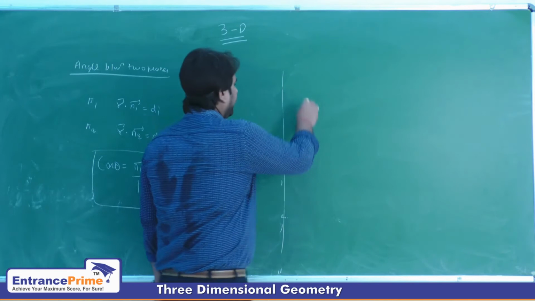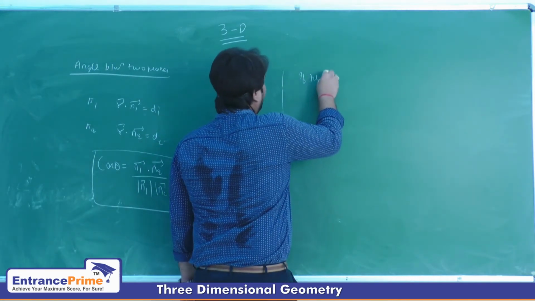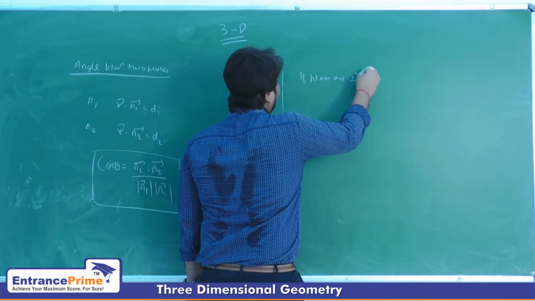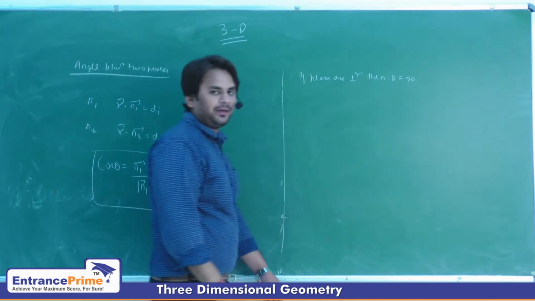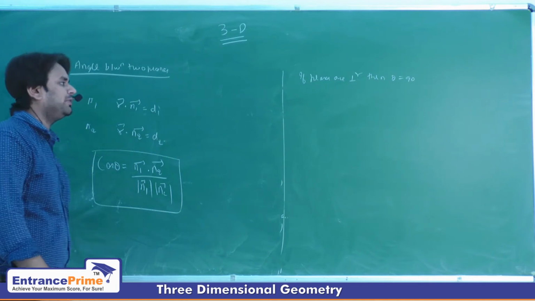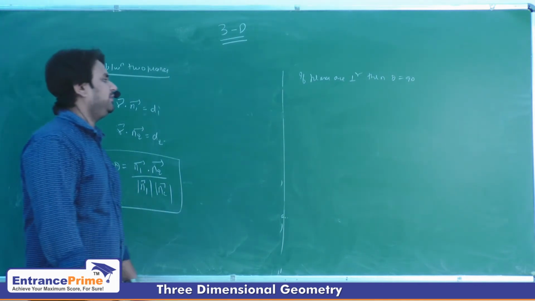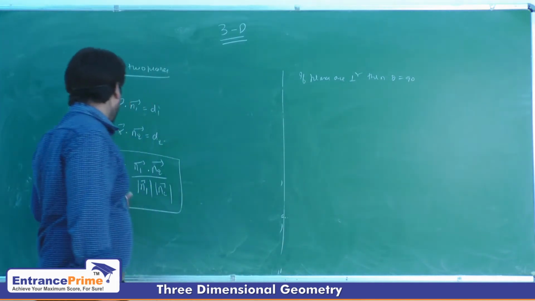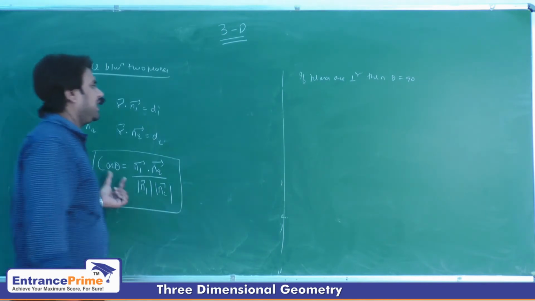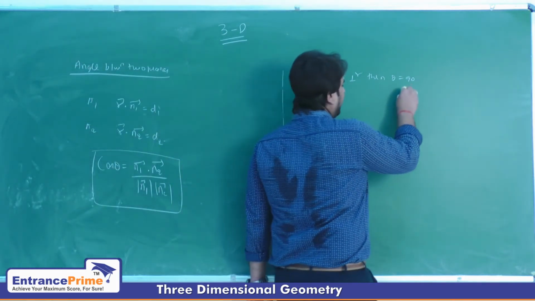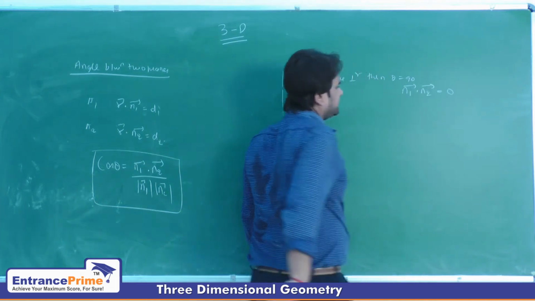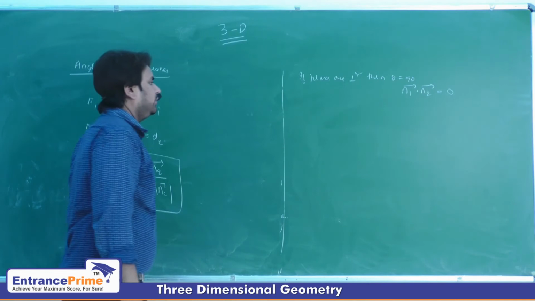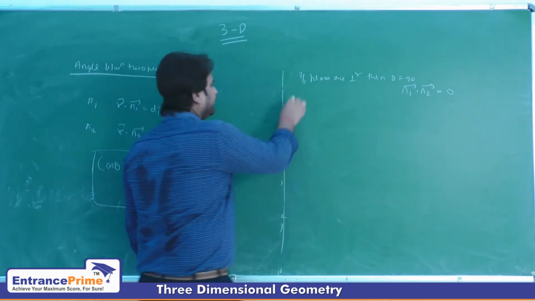If planes are perpendicular, then theta is equal to 90 degrees. If both planes are perpendicular to each other, the angle between their normals will be 90 degrees, meaning theta is 90. And what is cos 90? cos 90 is 0. This implies that n1 vector dot n2 vector will be equal to 0. Okay. Their dot product will be equal to 0. This is the first condition.